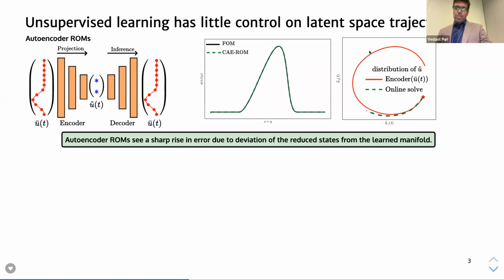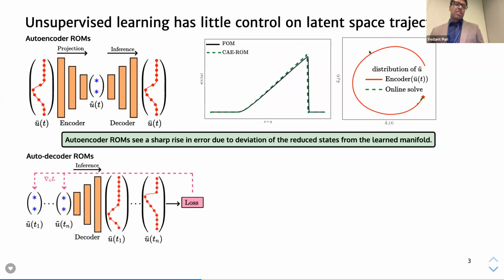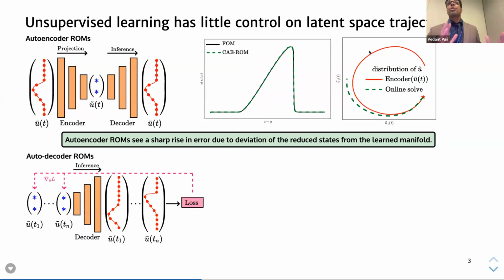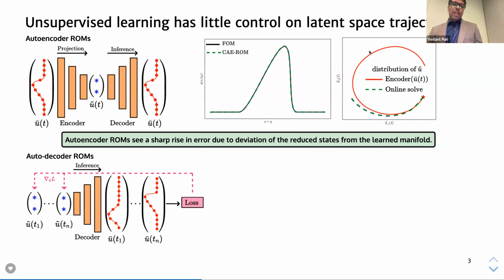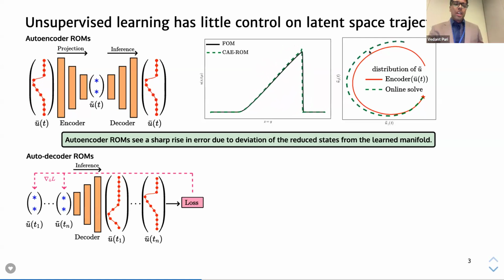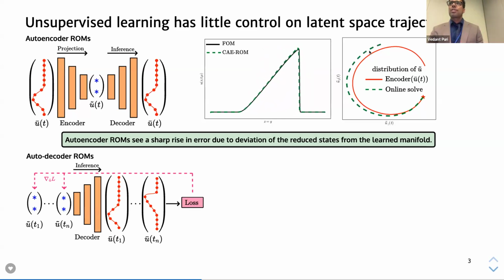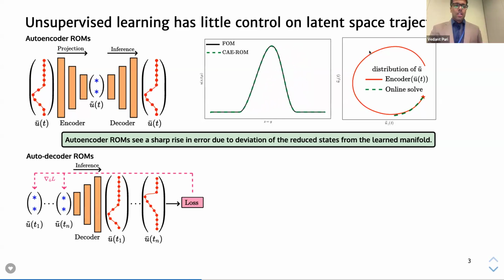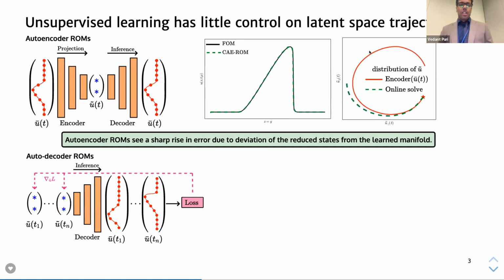Okay, so we thought about what gives rise to this issue, and we tried to think about how to get around it. One approach we spent a lot of time working on is the following. This is called the auto-decode method, which is another unsupervised learning approach. Here, you're basically removing the encoder and learning the latent vectors corresponding to each snapshot in your data set directly. Right, so you're doing back propagation to learn the latent vectors instead of learning the encoder.